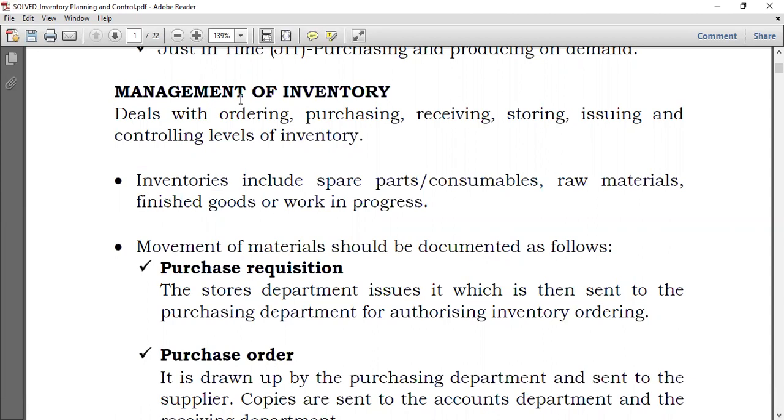So simply speaking, when speaking of management of inventory, you have to refer to the following. It deals with ordering. You will order inventory, actually you will purchase, you pay, you will receive inventory, you will store the inventories, and then you will be issuing the inventory, let's say for sale or for production. If it's materials, it will be for production. And lastly, you can deal with controlling levels of inventory.